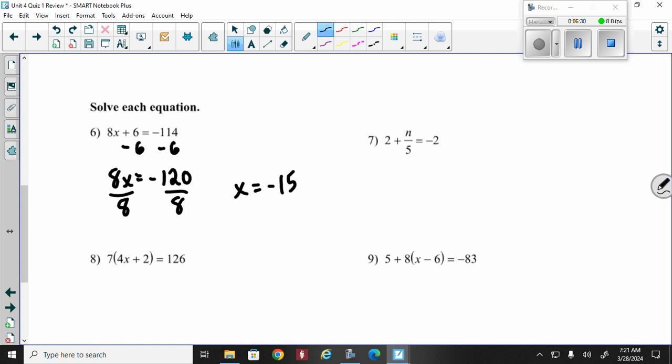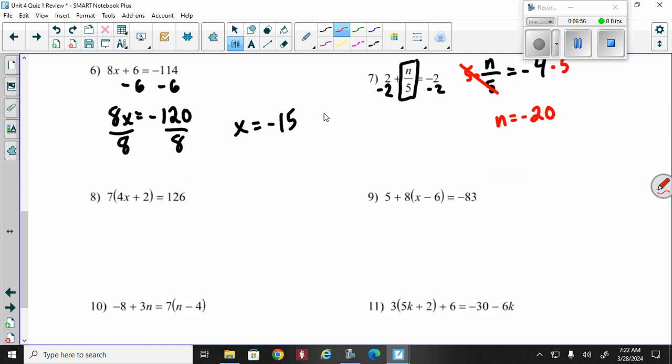All right. So question 7. First off, like we said in class, that is a fraction. Can't mess with that yet. So I'm going to move this 2 over. So minus 2 minus 2. That is n over 5 is equal to negative 4. Now this denominator of 5 means I'm dividing, which means I have to multiply to get rid of it. So that crosses out. N is equal to negative 20.